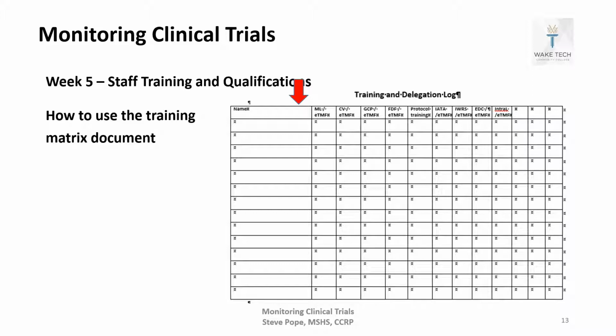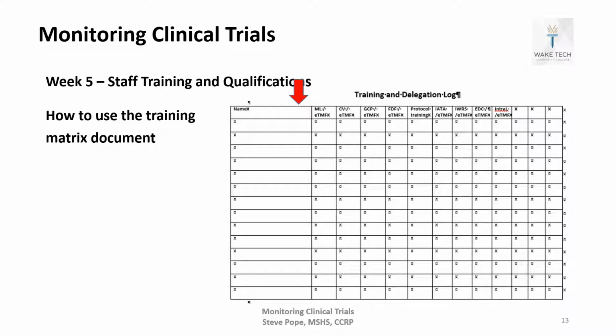So what we do, the way this operates, is you just write down the names of everyone on the delegation log, and then as you're reviewing the investigator site file, you verify that they have a current medical license. You verify that they've got a current CV, that they have a current GCP certificate, and that if they're listed on the 1572, they have a current financial disclosure form.